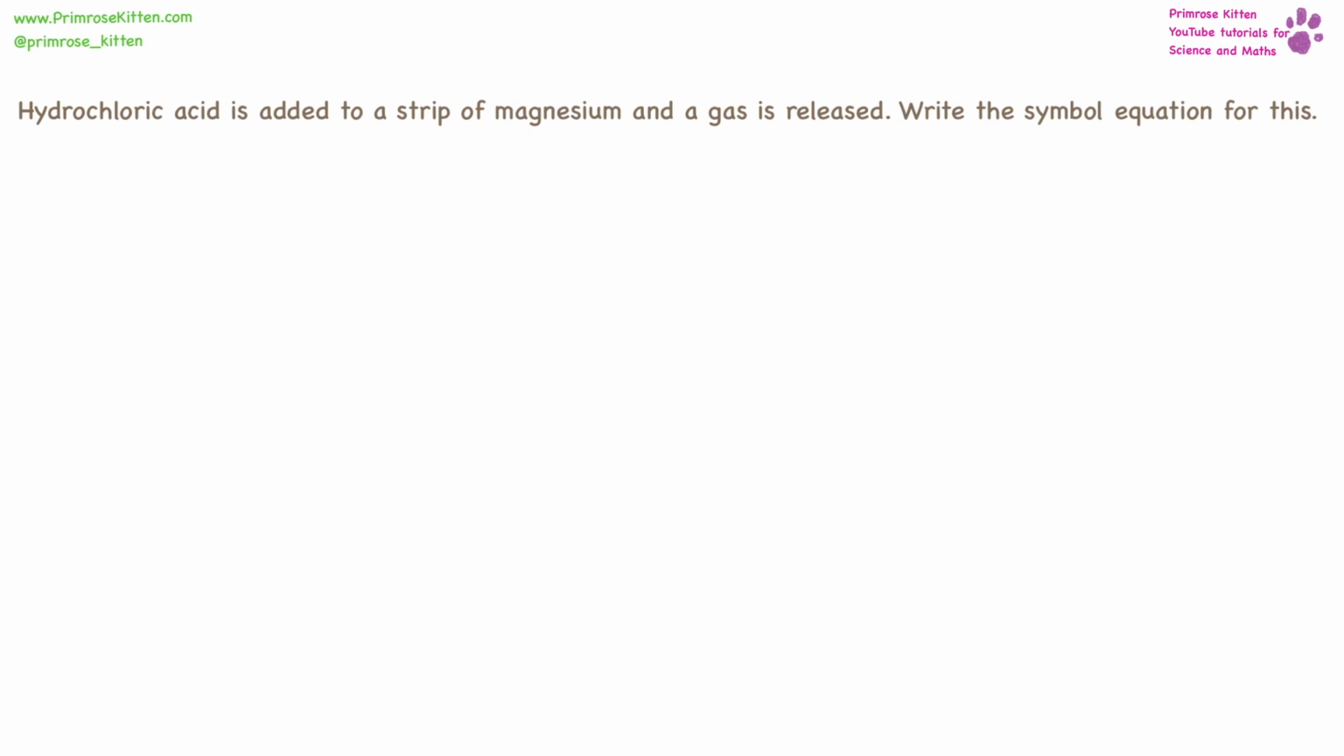So hydrochloric acid is HCl, magnesium is Mg. Now we need to work out the products and the formula of the salts. A metal plus an acid is going to give us salts plus hydrogen. Hydrogen's the easy bit. It is H and then 2 because it goes around as a diatomic molecule.